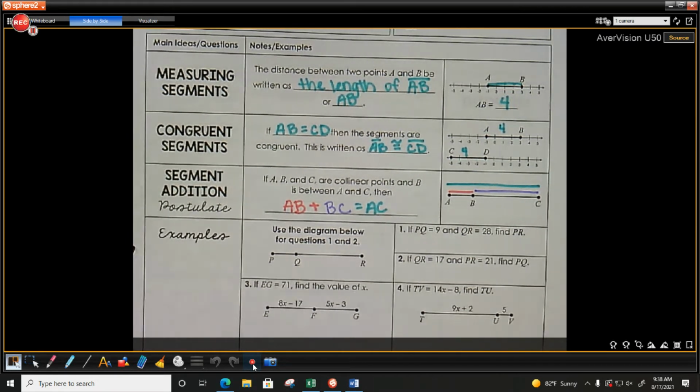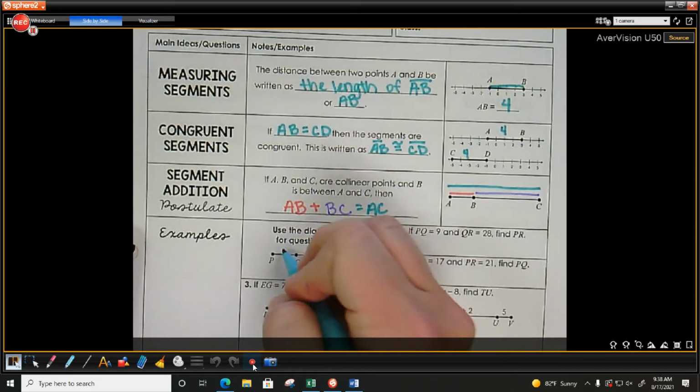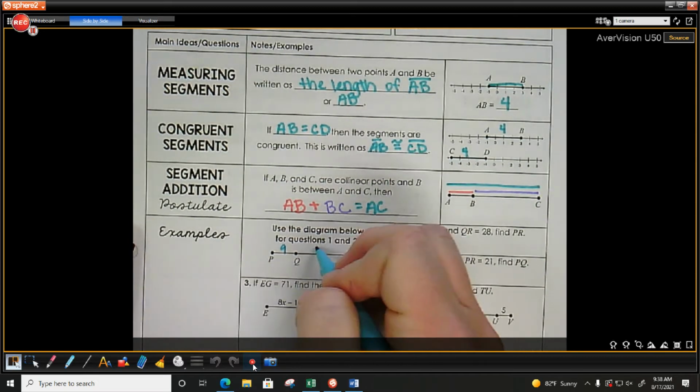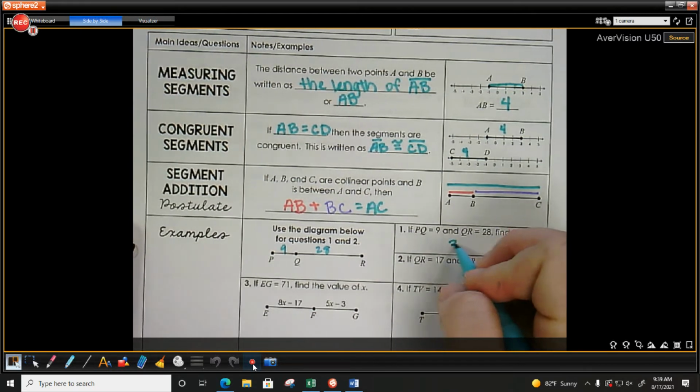Okay, so use the diagram below for questions 1 and 2. If PQ is 9 and QR is 28, what is PR? 37, there we go. We got there.